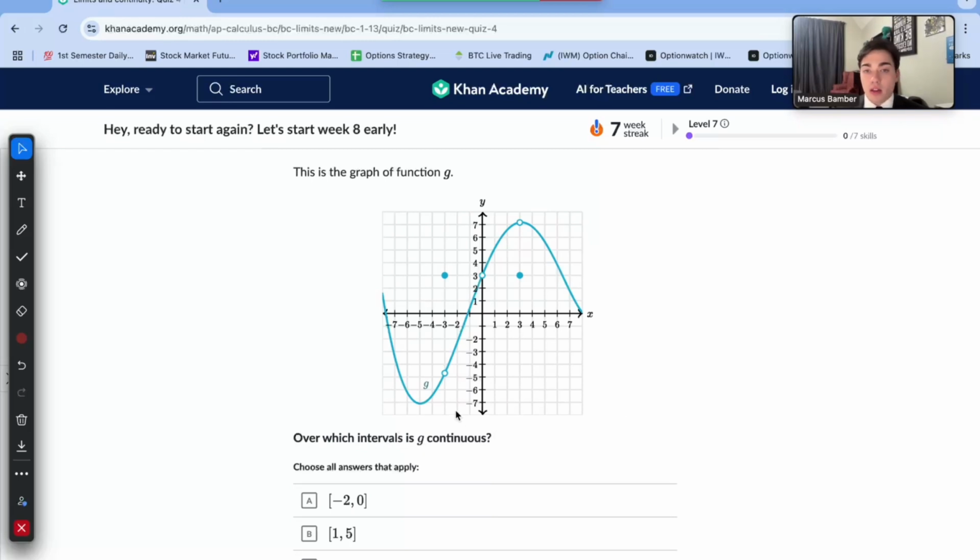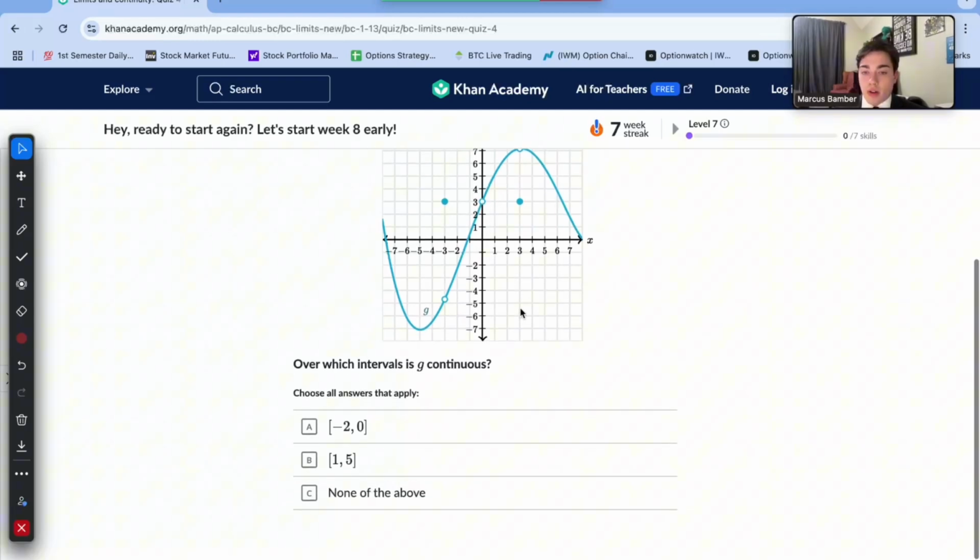Okay, over which intervals is g continuous? Remember, continuous is when the left-sided and right-sided limits of the value exist, and the function is defined at that exact same value at which the limit exists. As we can see here, that is not going to be the case when x is equal to negative 3, when x is equal to 0, remember we don't go off of y value, we go off x value, and when x is equal to positive 3. So we need to avoid those intervals.